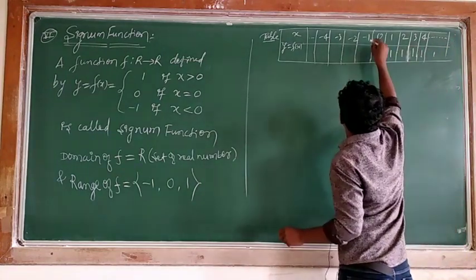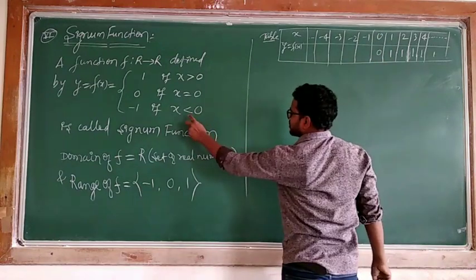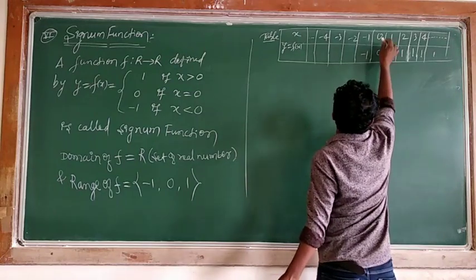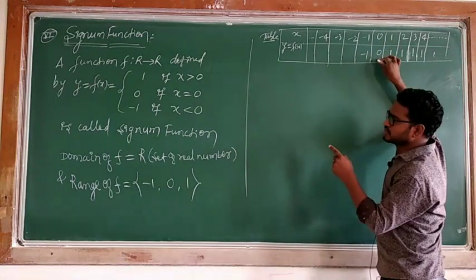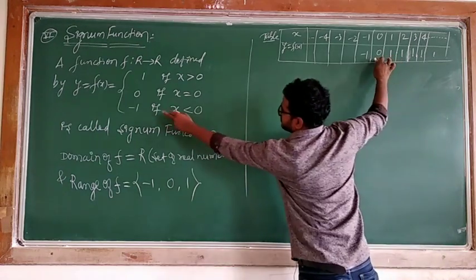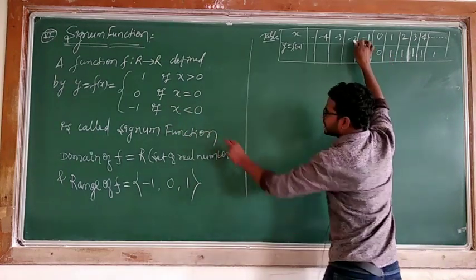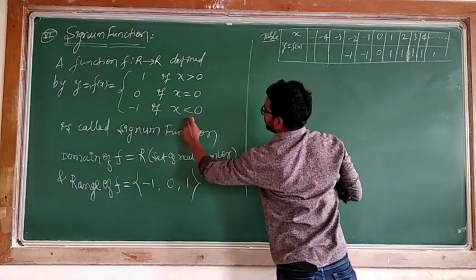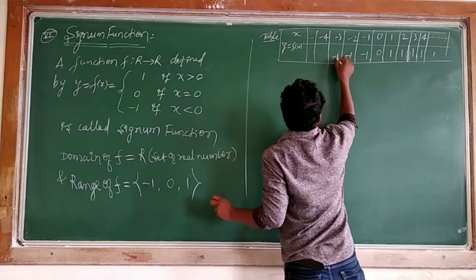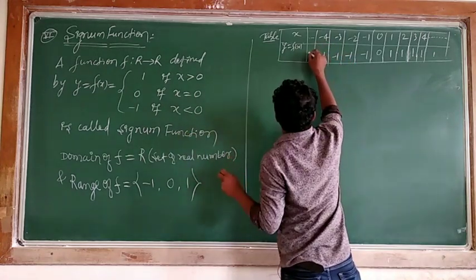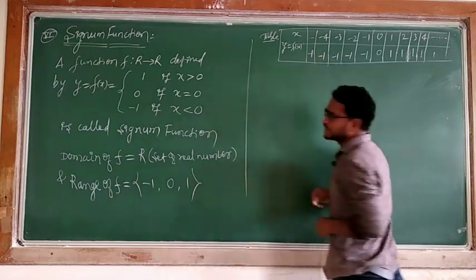Minus 1, x is minus 1 means less than 0, so y is minus 1. If it is 0, then only 0. Otherwise, minus 1, minus 2, minus 3, whatever negative x value you take, you will get minus 1 only. Minus 2, less than 0, minus 1. Minus 3, less than 0, minus 1. Minus 4, minus 1. Any negative number you take, minus 1 only. This is the table of this.